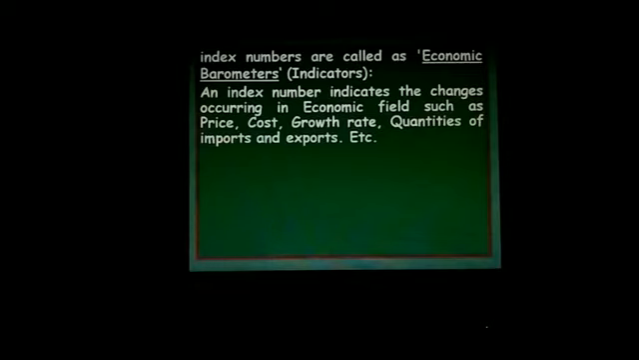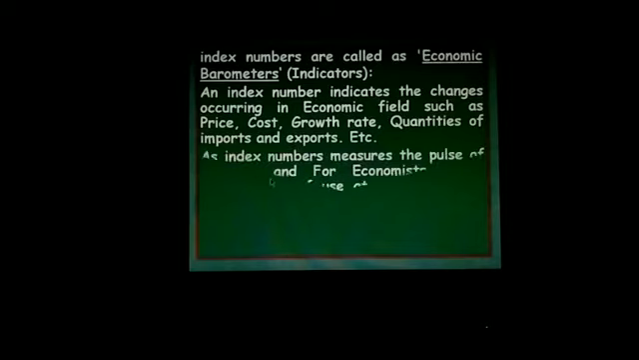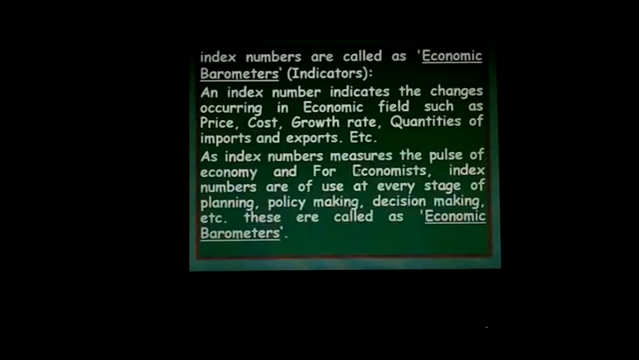All these are very much related to economics or economic conditions. That's why, once an index number indicates the changes occurring in economic fields such as price, cost, growth rate, quantities of imports, exports, etc., it will be termed as an economic barometer. And further, index numbers measure the pulse of the economy. In other words, pulse of the economy in the sense of relative changes based on economic activities.